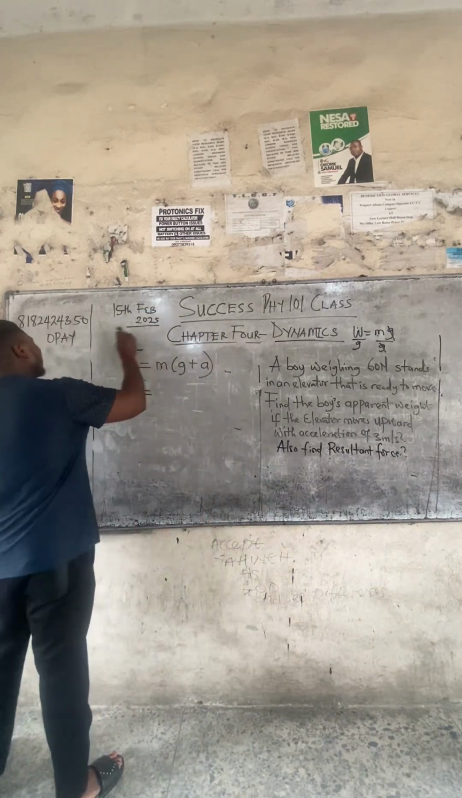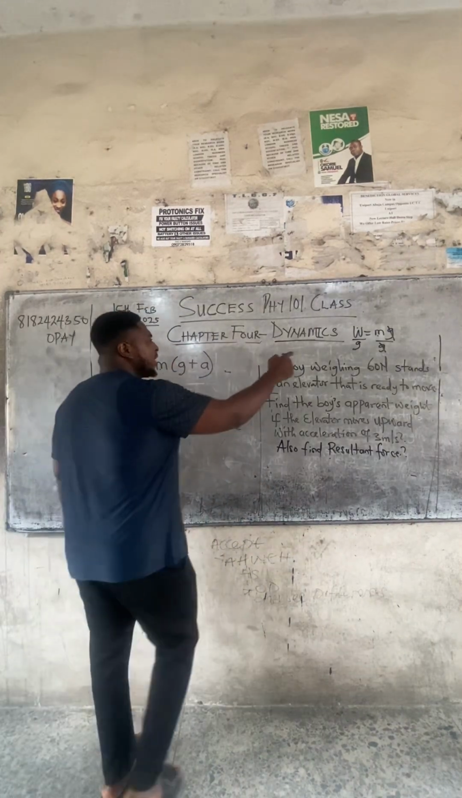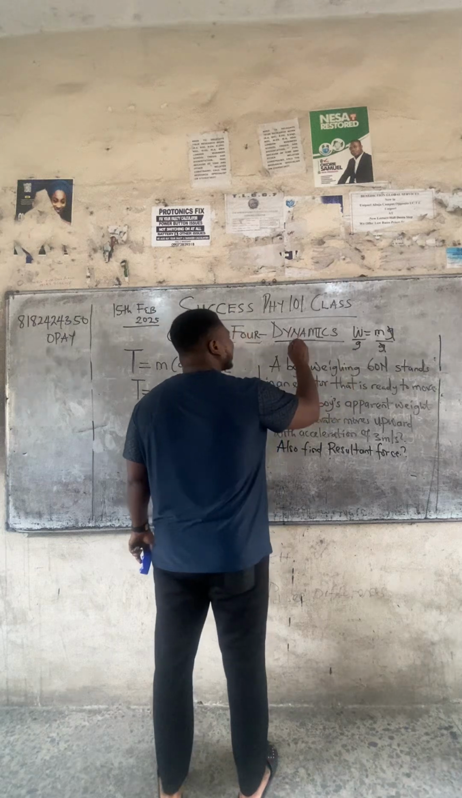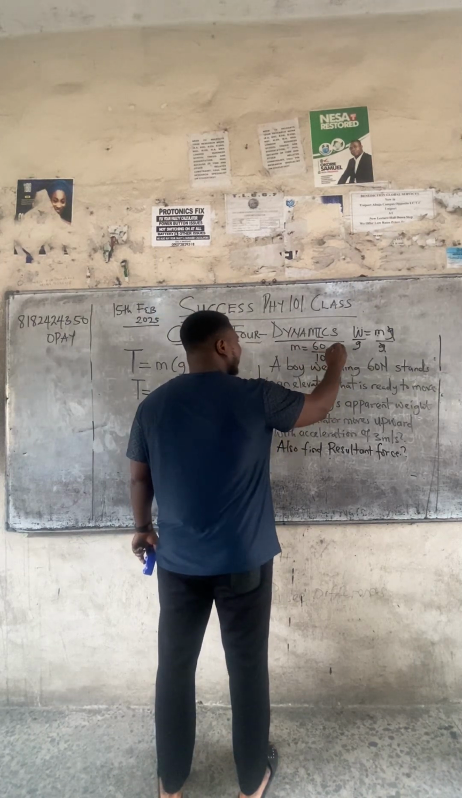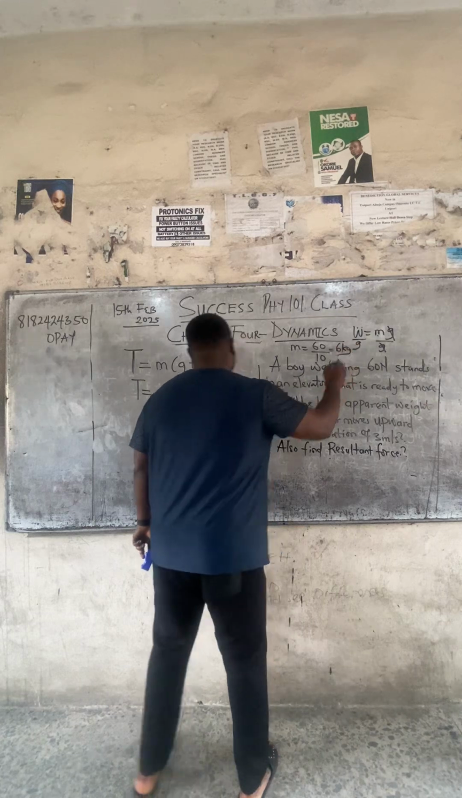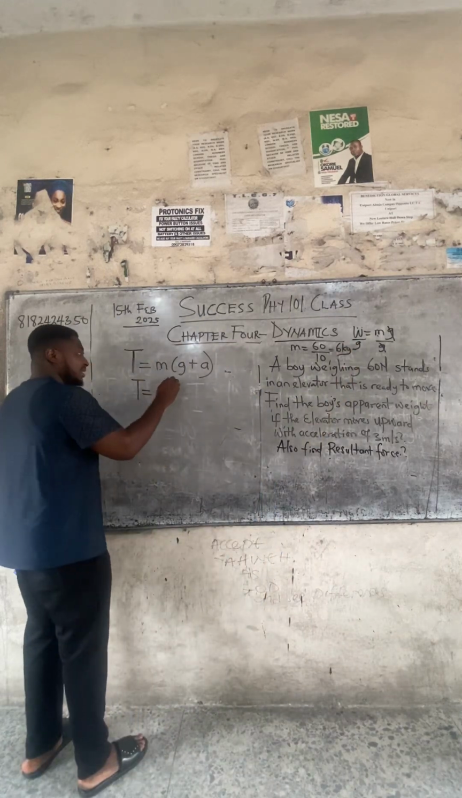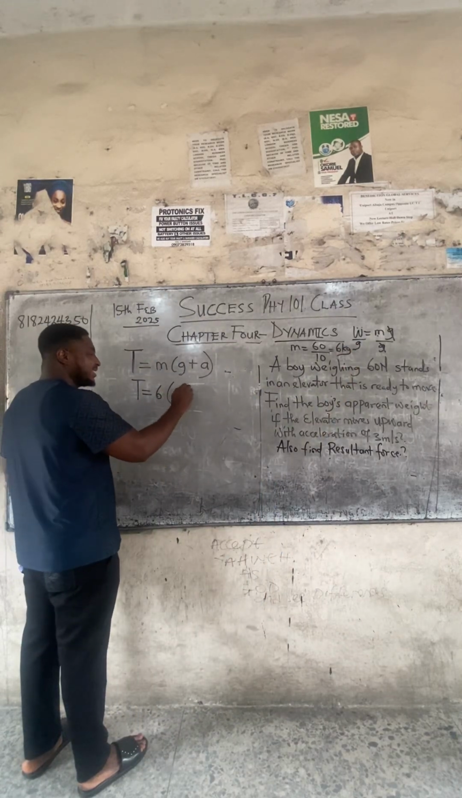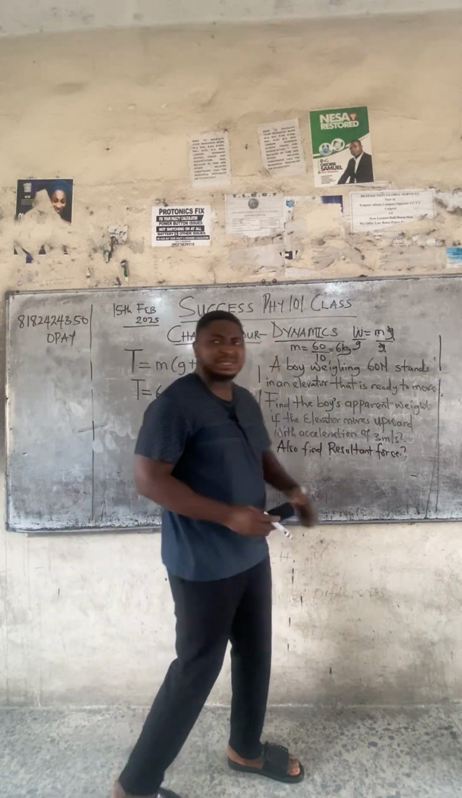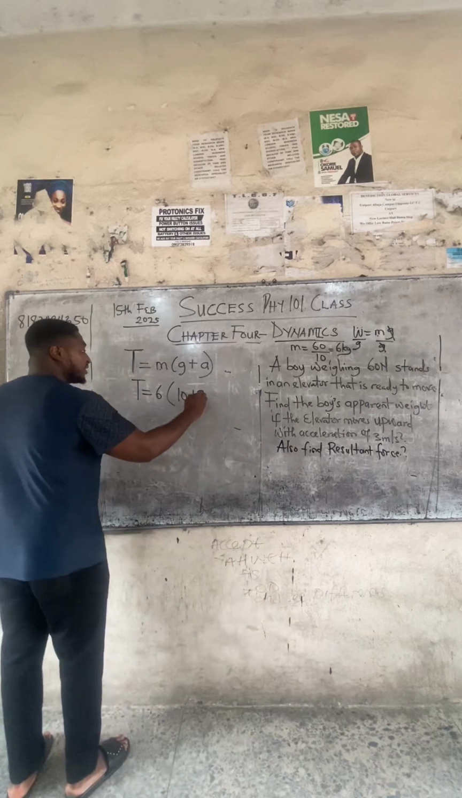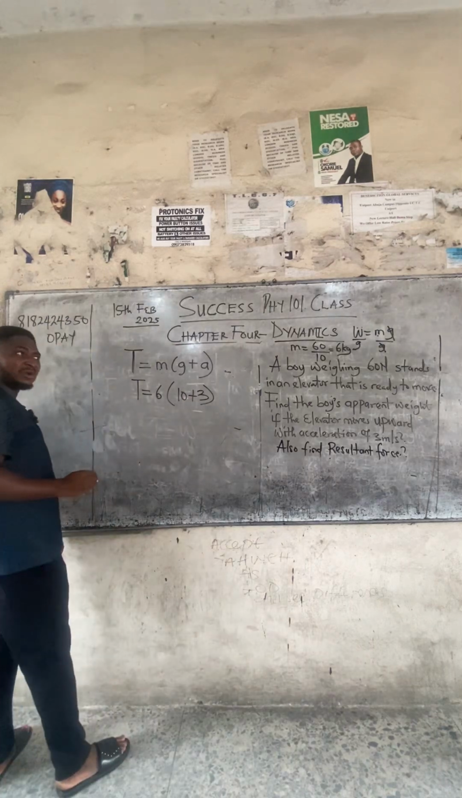So I must get the mass, class. This question did not give us the mass. We must get it. Mass is weight over acceleration due to gravity. Weight is 60, acceleration due to gravity is 10. 60 divided by 10 is 6 kg. So my mass is 6. My G is 10. Do I have my acceleration? Yes, with an acceleration of 3 meters per second square.